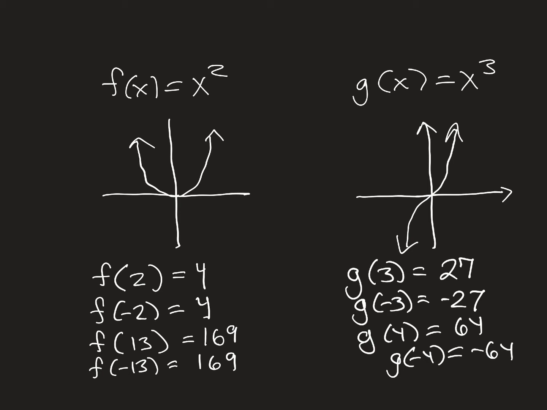Okay, so let's then go back to the graph. Let's talk about the symmetry of y equals x squared. If you notice, it's symmetric across the y-axis, meaning if you were to fold the graph across the y-axis, it would line up.